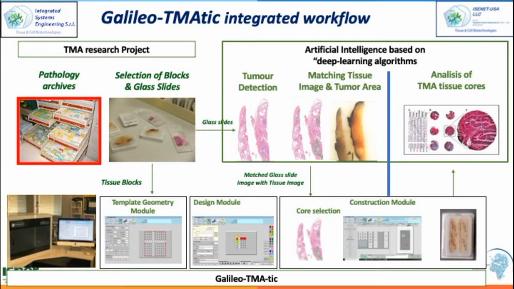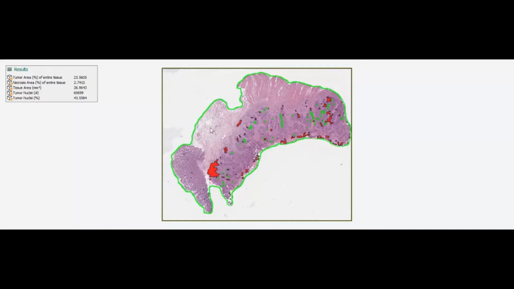A TMA project starts by selecting a series of tissue blocks from archives which respond to research biological questions. This must be listed in an Excel file or LIMS, together with a minimum clinical data set for each tissue block. From the identified and archived tissue blocks, a glass slide is made and stained with H&E.